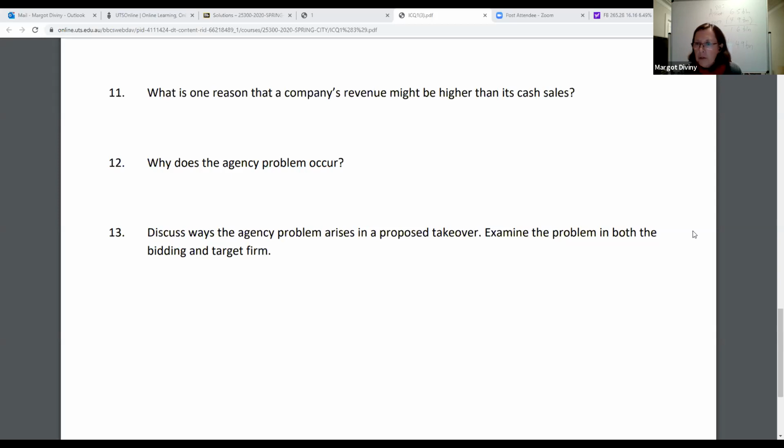The other thing I thought of too as a negative is that what if the management of the bidding company had an undisclosed investment in the target company? So they would personally benefit, very sweet. They would personally benefit if the bidding company bought shares in the target company because they've got a personal investment in that one as well. Okay, so there are all sorts of agency issues.